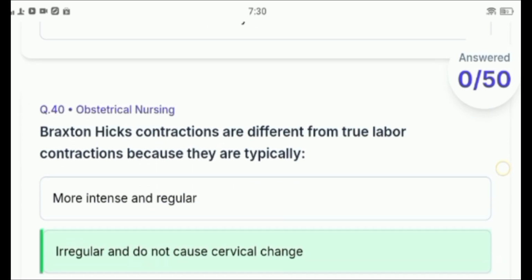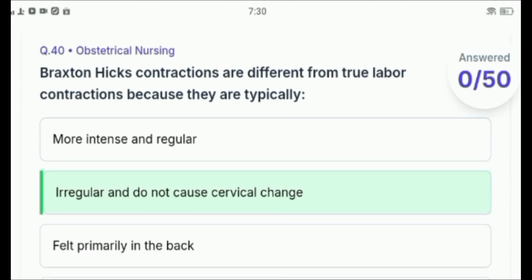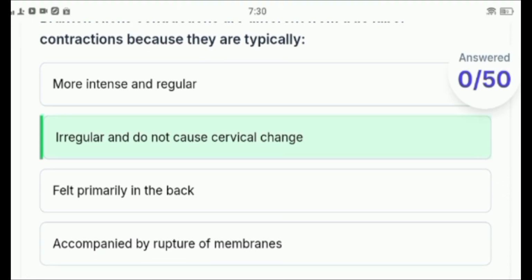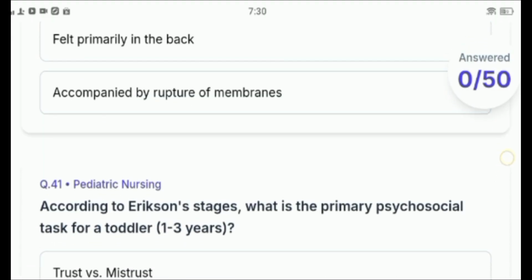40. Obstetrical nursing. Braxton Hicks contractions are different from true labor contractions because they are typically A. more intense and regular, B. irregular and do not cause cervical change, C. felt primarily in the back, and D. accompanied by rupture of the membranes. So the correct answer is B.